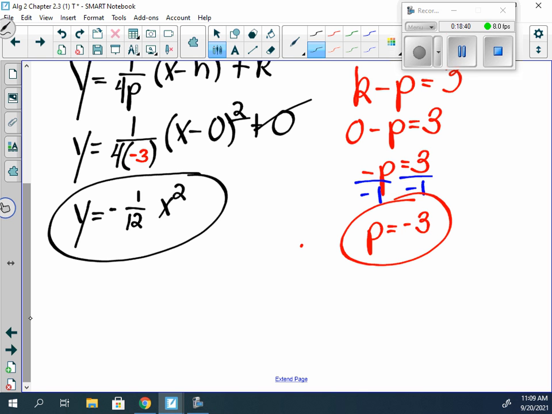That's it. So really the only thing we needed to find was the value of p, yes? Because they told us h and k by giving us the vertex. Once we found p, we had it. So on any of these, when we're finding the equation, we just need to find the values of h, k, and p.